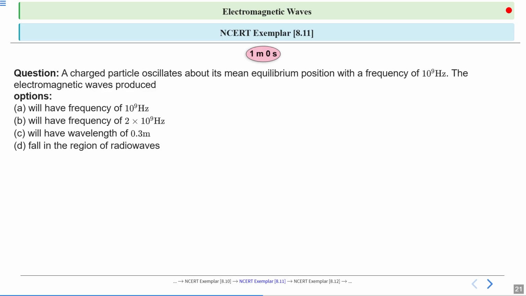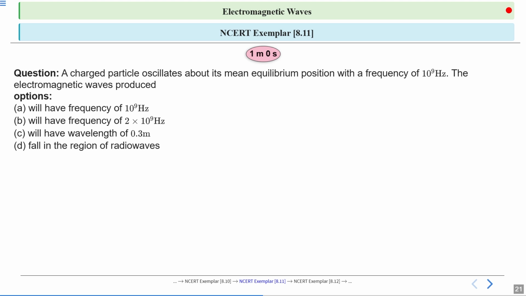But the options are: will have frequency of 10 raised to 9 hertz. Second option is will have frequency of 2 into 10 raised to 9 hertz. So out of these two options, one should be correct because in both options frequency is given. C option: will have wavelength of 0.3 meter. So you have to calculate the wavelength of the electromagnetic wave corresponding to the frequency of the electromagnetic wave generated. Okay, so this option can be correct also. D: fall in the region of radio waves. So you have to find the region of this 10 raised to 9 hertz frequency, or the calculated value of frequency of the electromagnetic wave produced.